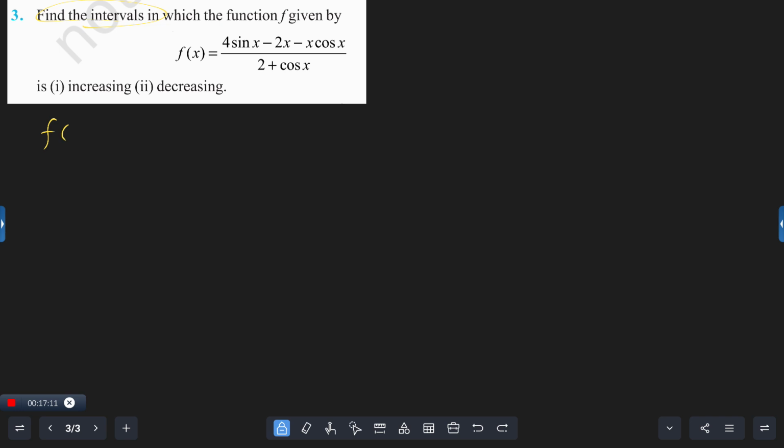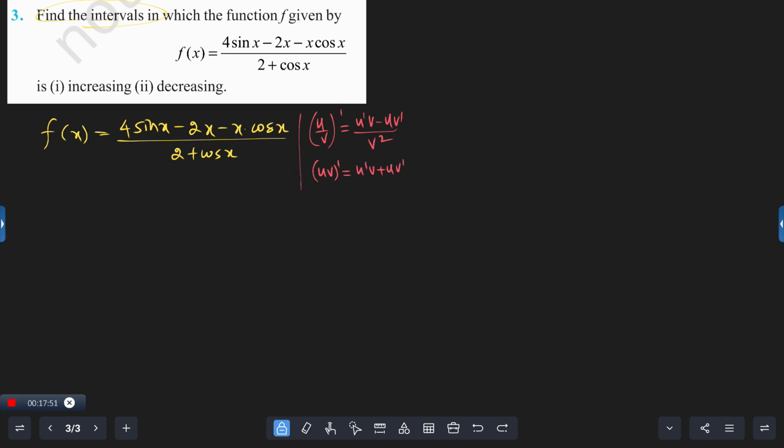Differentiate. Very good. So take the f of x, which they gave 4 sin x minus 2x minus x into cos x, whole divided by 2 plus cos x. Children, you want to use u divided by v formula. U divided by v whole dash is equal to u dash v minus u v dash divided by v square. One more thing here you can notice, that is uv, x into cos x. Then uv formula also you want to use, so that uv whole dash is equal to u dash v plus u v dash. Both the formulas I am going to use.